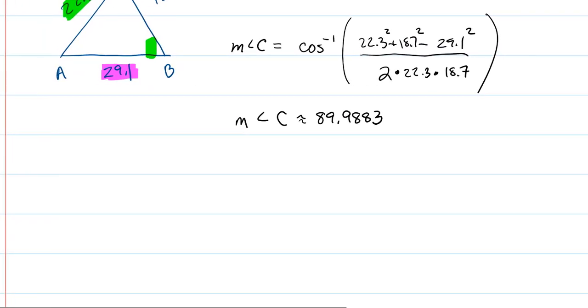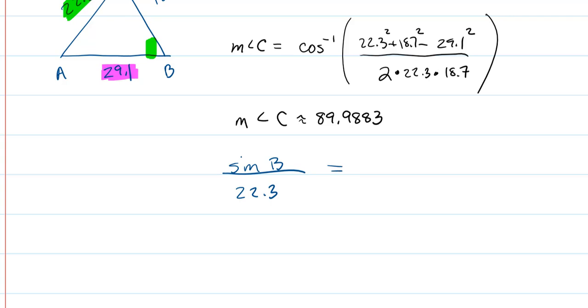So with that said, let's get after this. So we're finding angle B. We're going to have sine of B on top, and then on the bottom is going to be our 22.3. And that's going to be equal to the sine of angle C.